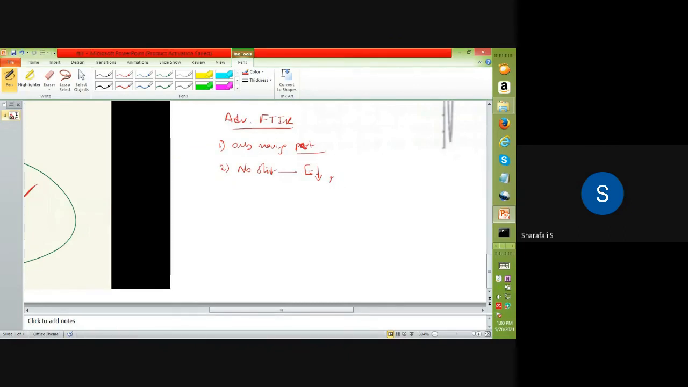But in FTIR we are not using any slit, so the full energy will be here. We will get all those energies corresponding to that application. And the resolution of our FTIR spectrometer is constant. It is not quite an advantage, but just keep it in mind.